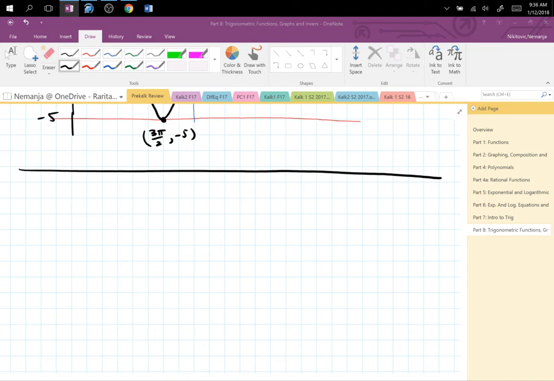If the negative sign is before the A, then that's the x reflection. If the negative sign is before the B, it's a y reflection.